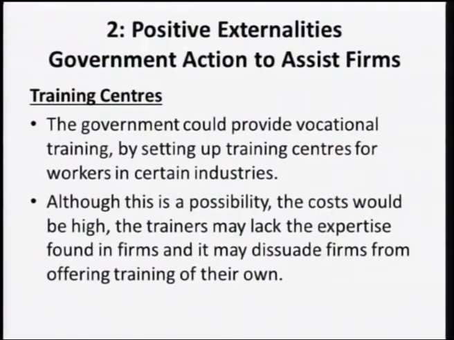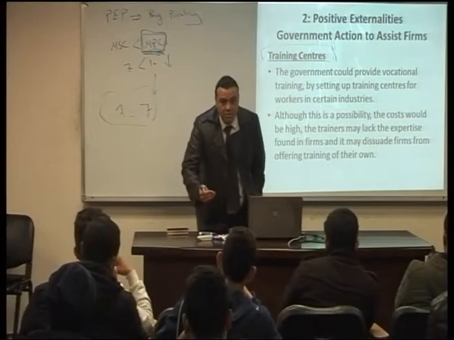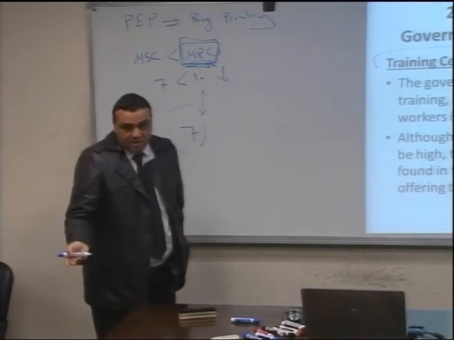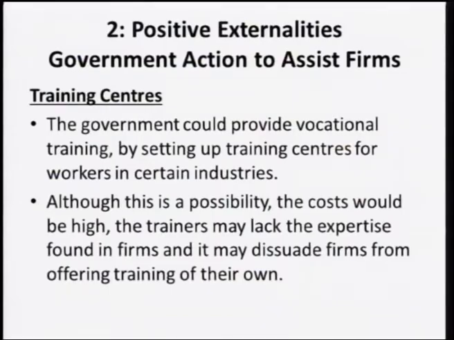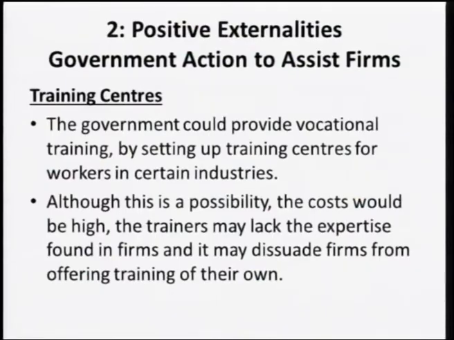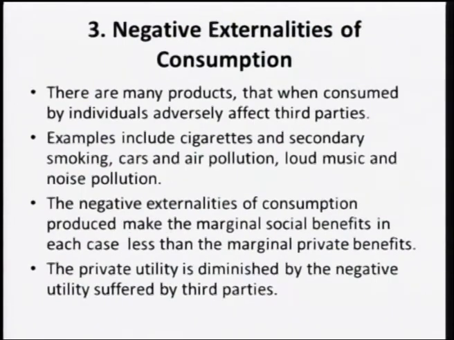The government could provide vocational training by setting up training centers for the workers in certain industries. But it takes a long time and a big budget; the government would have to spend a lot of money on such training courses, so the cost would possibly be high. Also, the trainers may lack the experience or the expertise. Okay, let's go to something else.